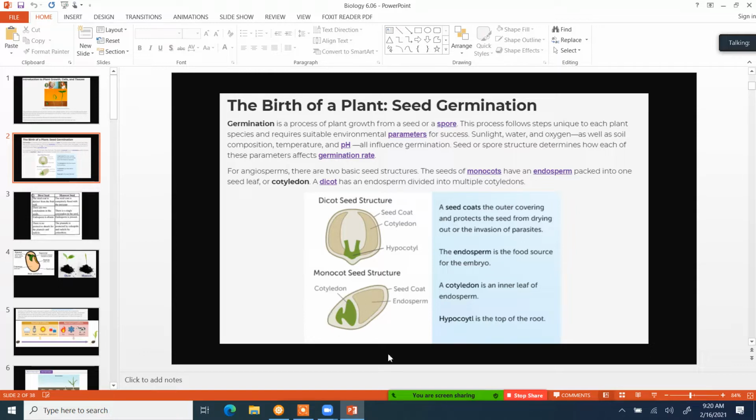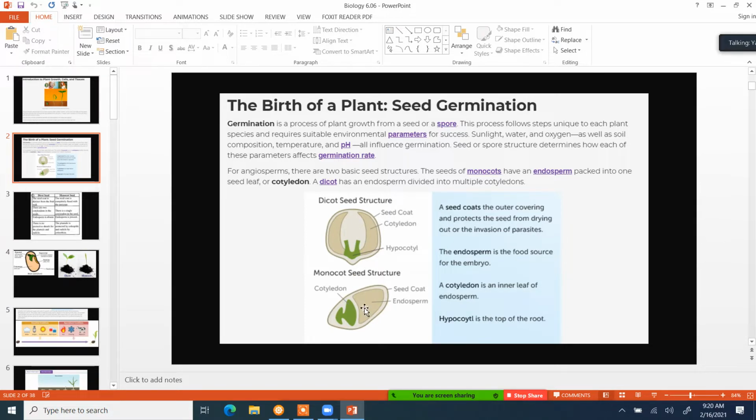Okay? Another thing is that the food supply for the monocot is separate from the actual leaf. And that is called endosperm. So you notice here in the bottom, you see this thing that says endosperm, right? It doesn't mention that in the top, right? See, there's no endosperm here.